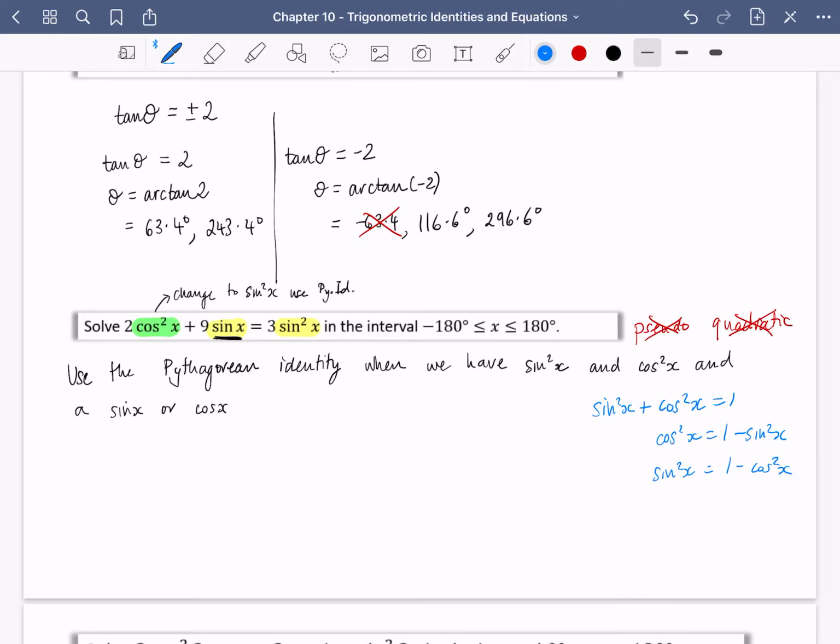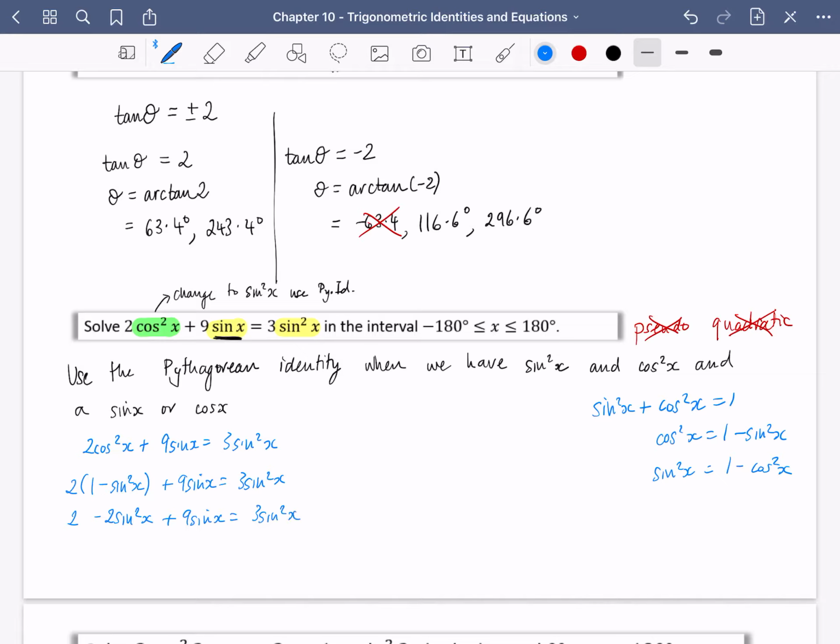So I'm going to go straight into this equation that I have here, which says that 2 cos squared x plus 9 sine x is equal to 3 sine squared x. I'm going to start off by replacing this cos squared x with this identity. So we get 2, replacing cos squared with 1 minus sine squared x, plus 9 sine x equals 3 sine squared x. Expanding the brackets, that's 2 minus 2 sine squared x, plus 9 sine x equals 3 sine squared x.